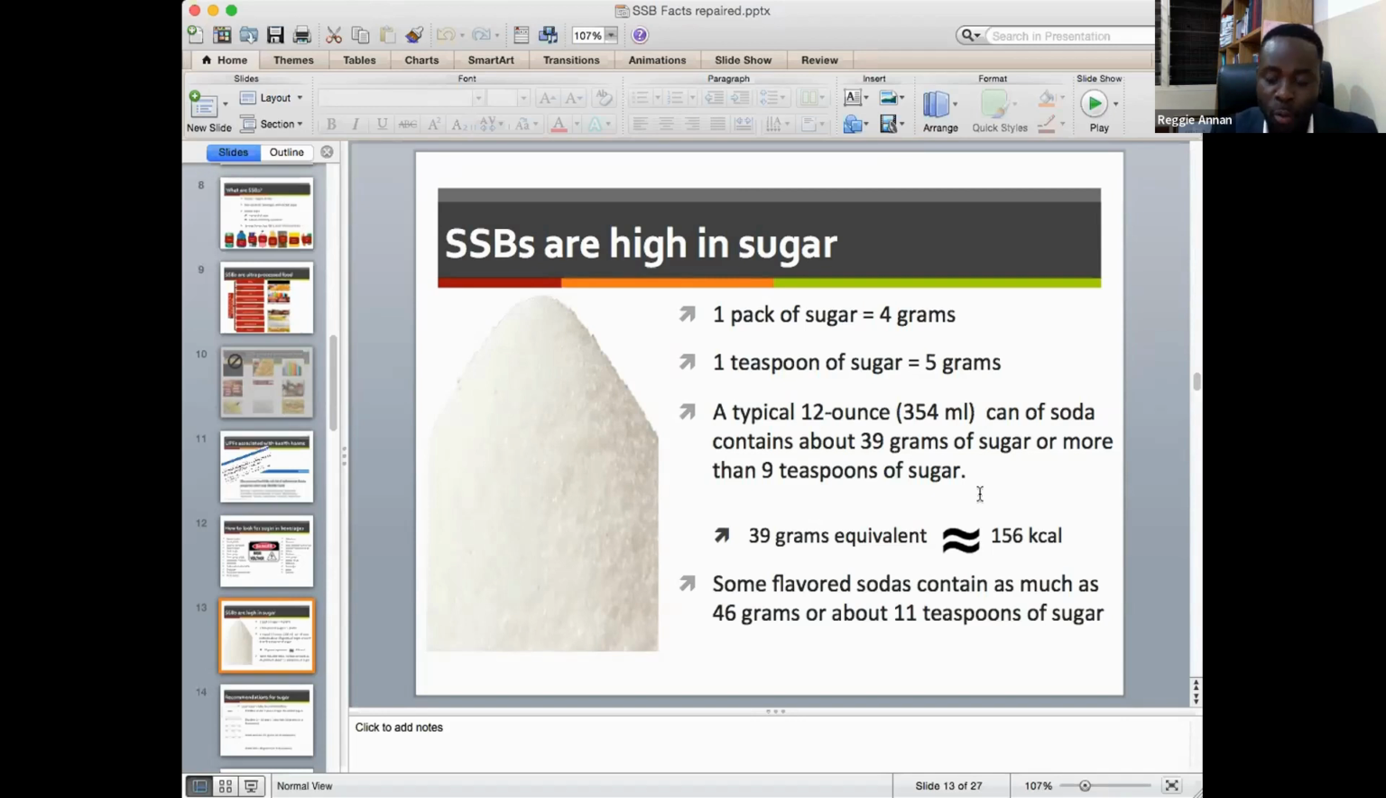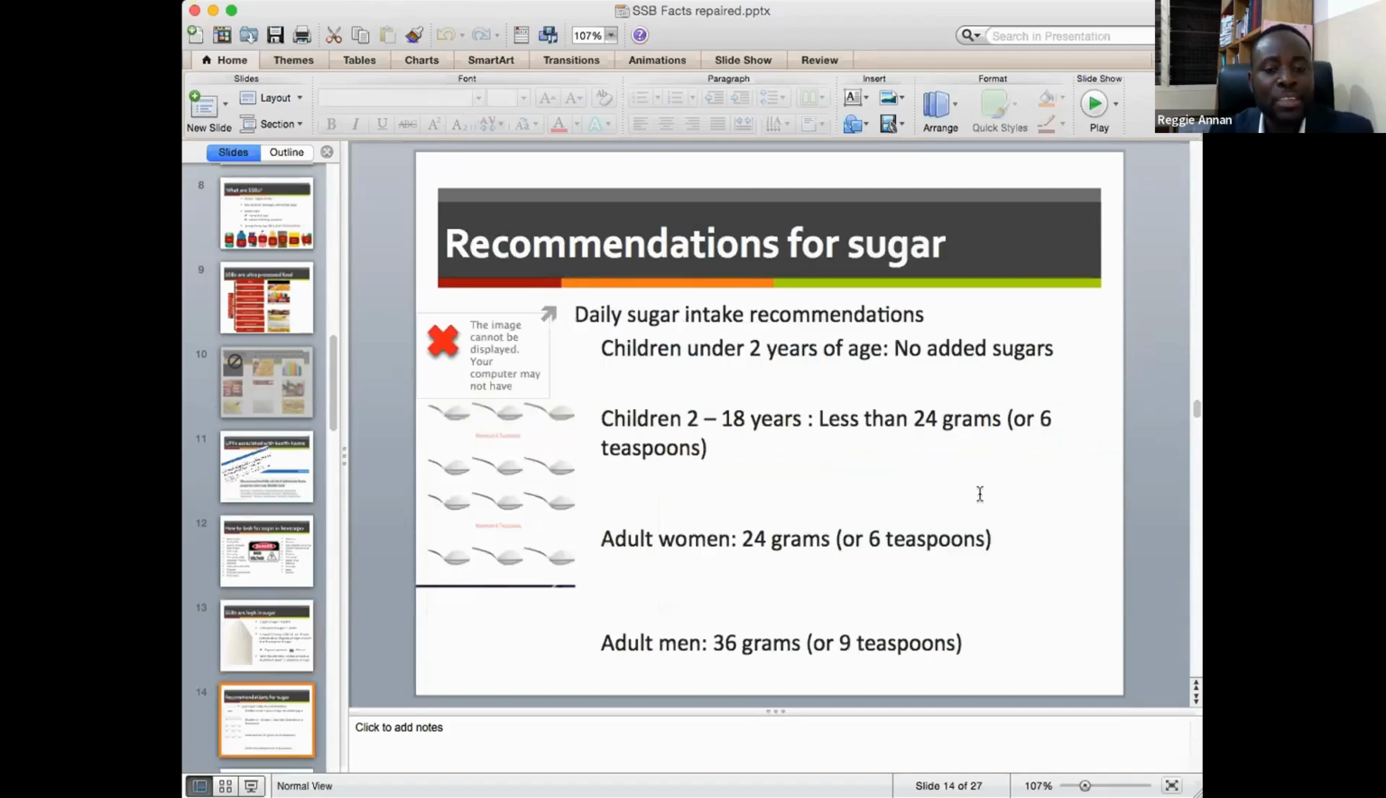Why should this matter to us? Because the recommendation for sugar intake is far lower than what these SSBs contain. And the example I mentioned is just 1 can. So imagine if somebody goes for 2 or 3 cans. So that is an exponential increase. But now let's take even just the 1 can.